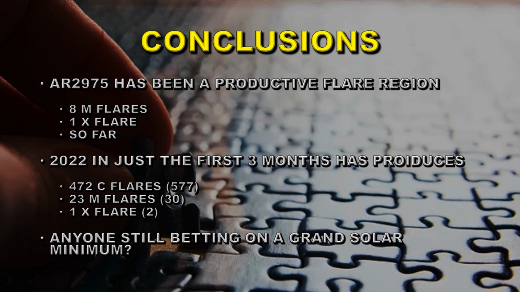2022, in just the first 3 months, has produced a lot of flares. 472 C flares compared with 577 C flares for the whole of last year. 23 M flares compared with 30 M flares in the whole of last year, and 1 X flare, and we did have 2 X flares last year, which is an extraordinary event, much outpacing anything we saw from solar cycle 24 last time around at the same stage.